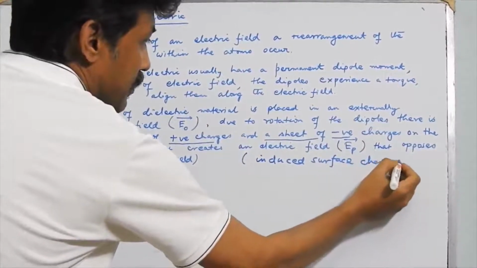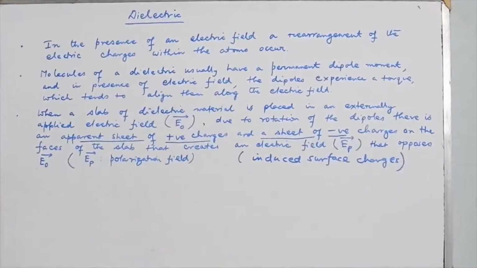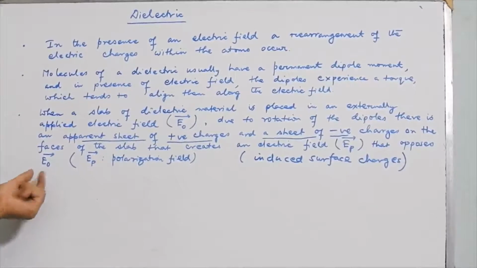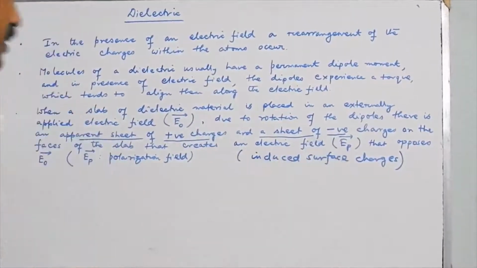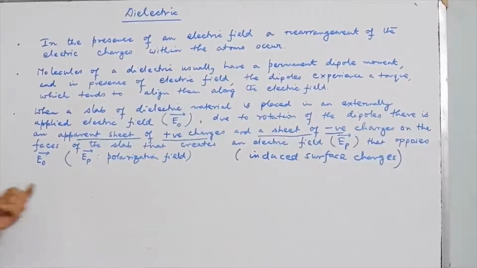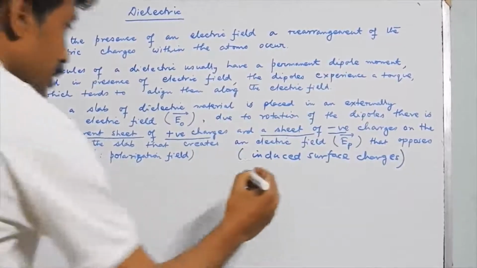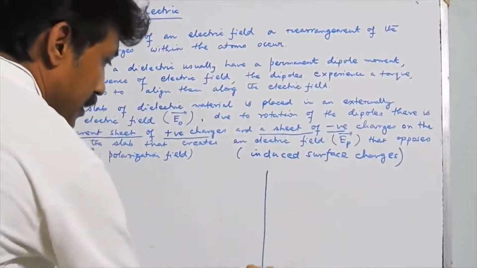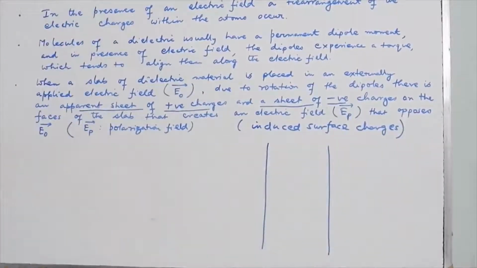Now these induced surface charges will create a field that will oppose the original electric field E0 vector. This field might be called EP vector, and this field is also called the polarization field. And now we say that the dielectric has got polarized. So suppose there is an external field.